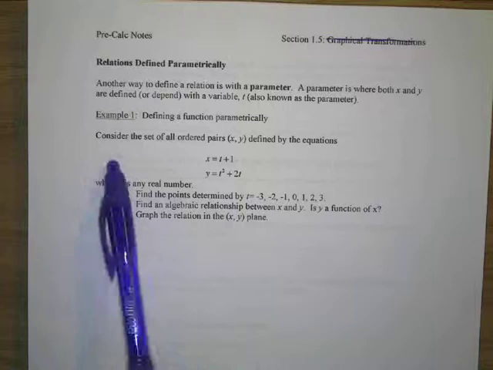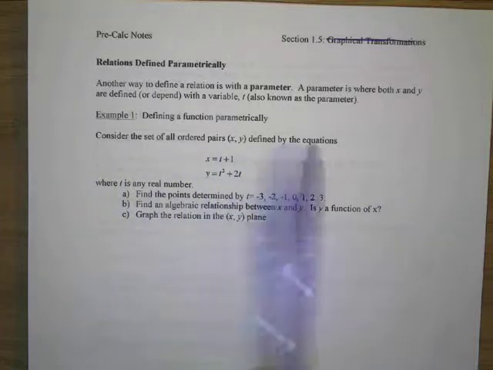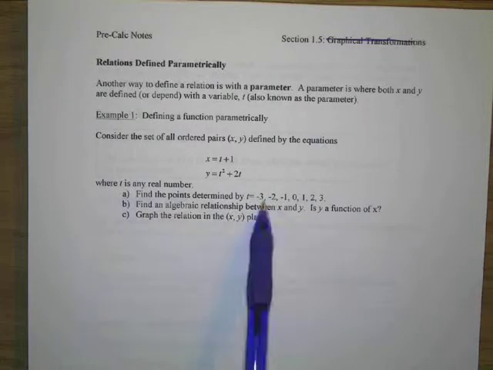So let's look at this. It says consider all sets x, y defined by the equations. So if you notice, x equals something with a t in it, and y equals something with a t in it. So this is a system of equations defined parametrically. We have a parameter. The parameter is t. Okay? So to find the points determined by this.